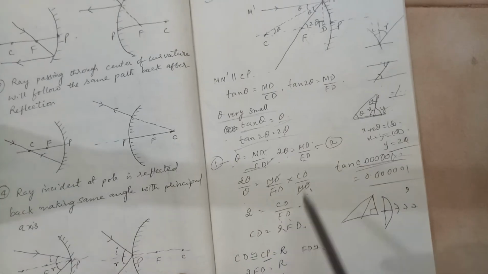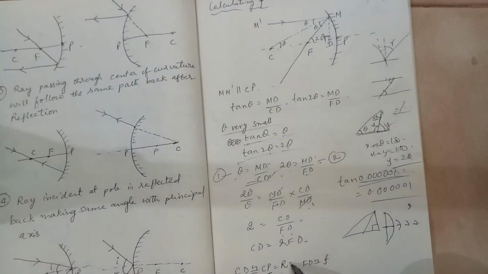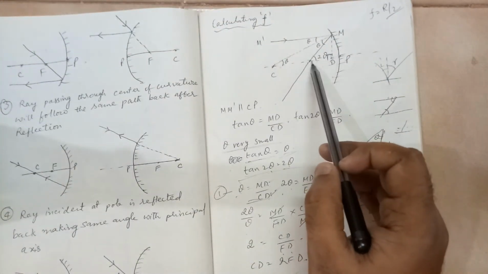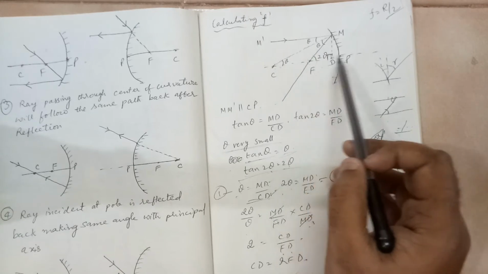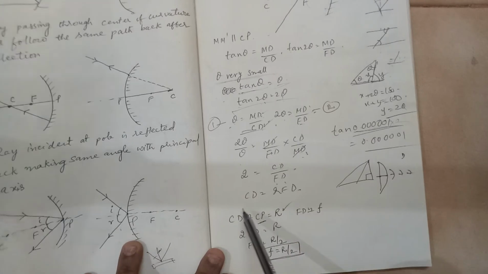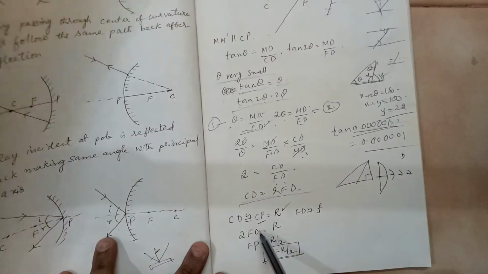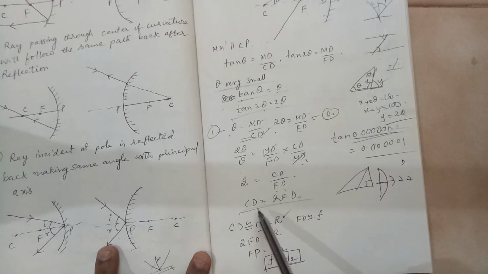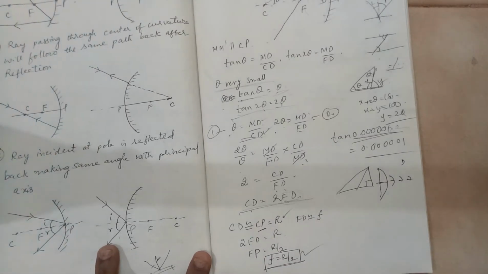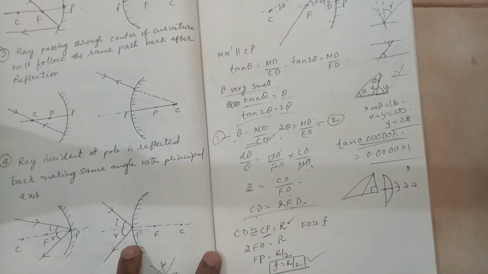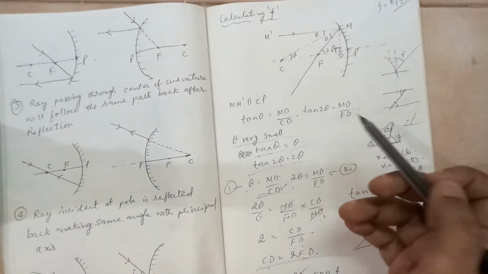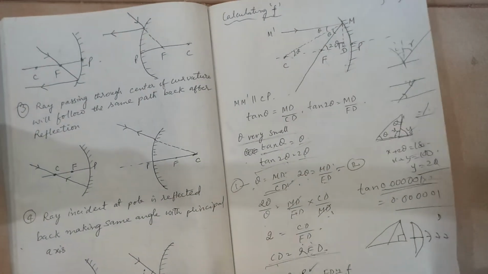CD is almost equal to CP, but what is CP? It is the radius of curvature. And similarly FD will be almost equal to FP, which is our focal length, right? So as per this, CD is almost equal to R and FD is almost equal to F. So F is equal to R by 2. You are getting this as per this discussion. This is the relationship. Whether this statement is true for a convex mirror or not, let us see that also.